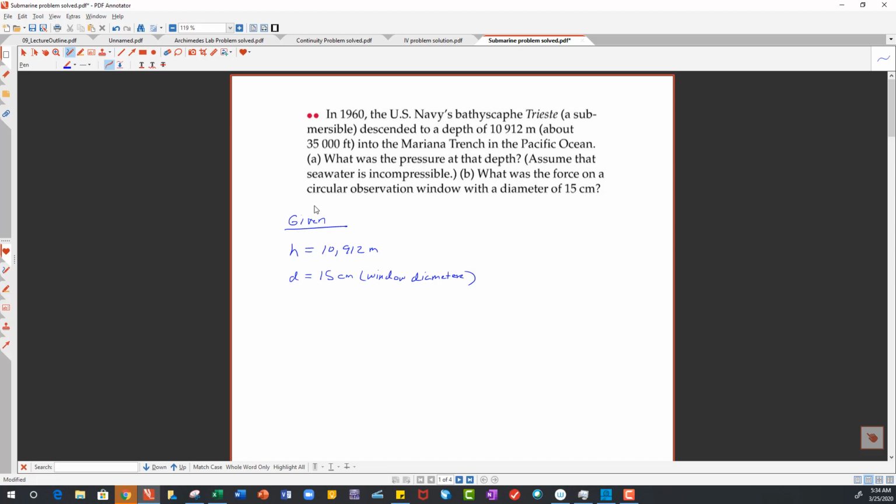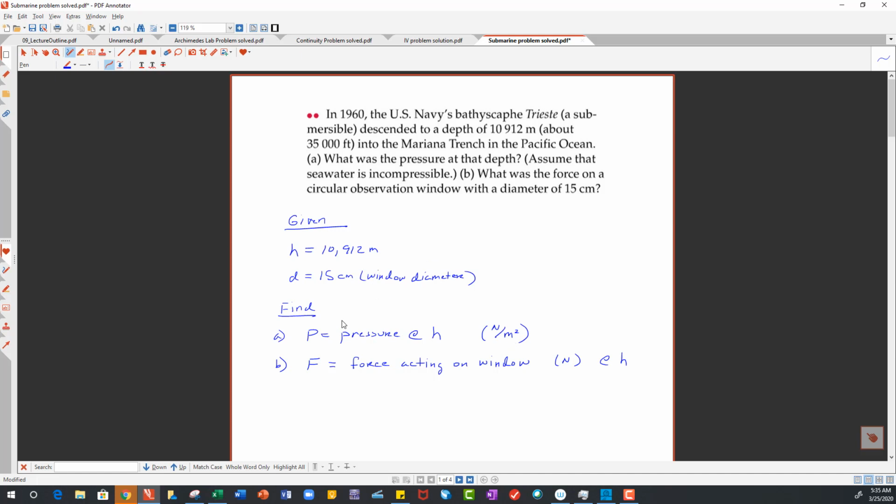So that's the givens, just the depth that the bathyscaphe descends to, and then the diameter of the window. And the next step we want to do is reread the problem and just list the finds, so what the problem's asking us to find. If we read through the problem, A is what is the pressure at that depth. So A is we want to find P, and that is going to be the pressure at depth h, and the force acting on the window at depth h. And that's going to be in newtons, and pressure is in newtons per meter squared.